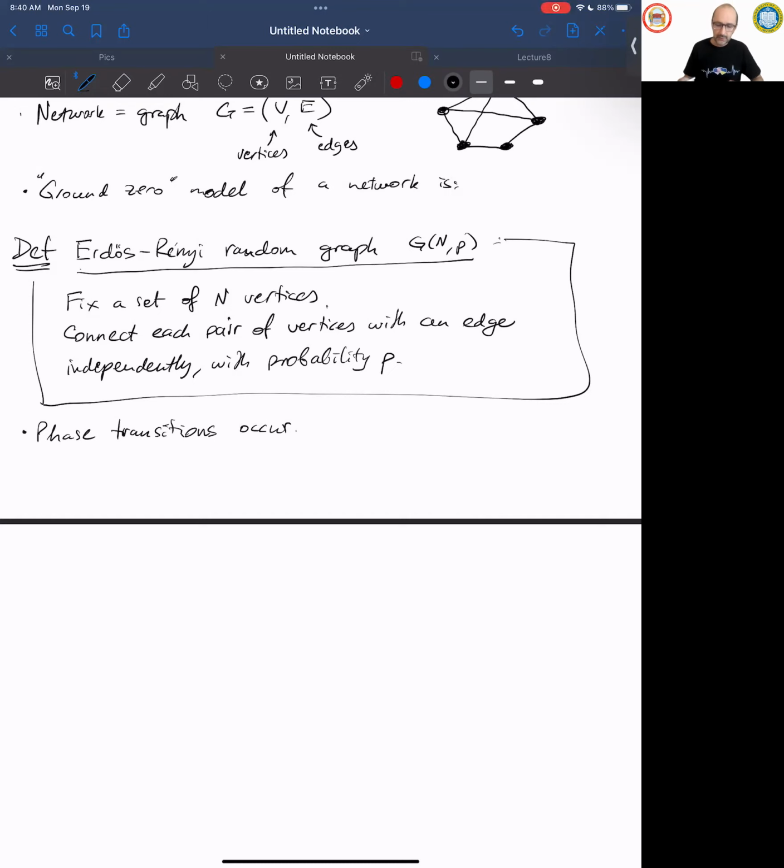Let's actually give you a couple examples of these phase transitions. But before that, let's call the degree of a vertex I, called, let's say, DEG(I), how many friends it has, or the number of edges connected to I. So, for example, the degree of this vertex I is 4. There are 4 other vertices connected to it.